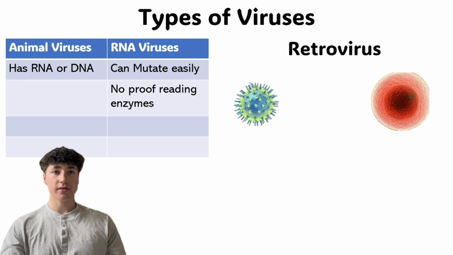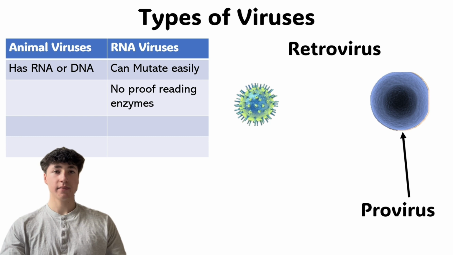They're basically going to do the reverse of transcription. They will enter the cell as RNA, but have reverse transcriptase enzyme, which will reverse the bases on the RNA and work itself into the host DNA. Once it is incorporated into the host's DNA, it is called a provirus. An example of this is HIV.